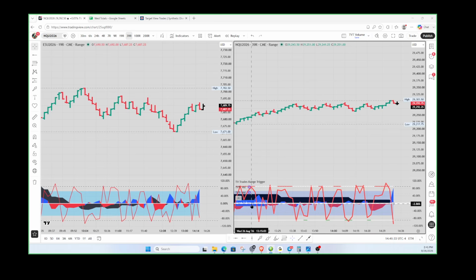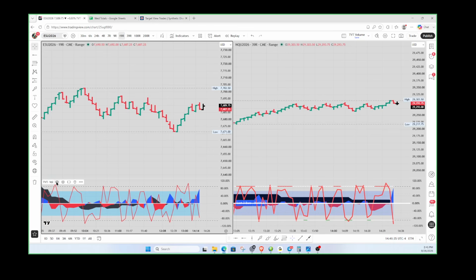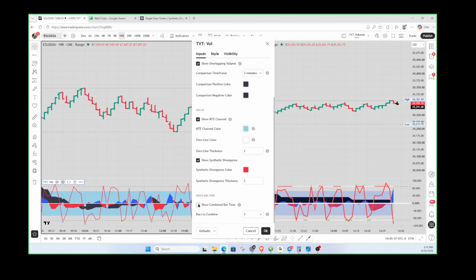When you have this thing turned on in here, the number of minutes is down at the bottom. The combined bar time is down here. So if you're using a range bar, you want whatever minute you're using to be something greater than that. Okay, that's how that works.